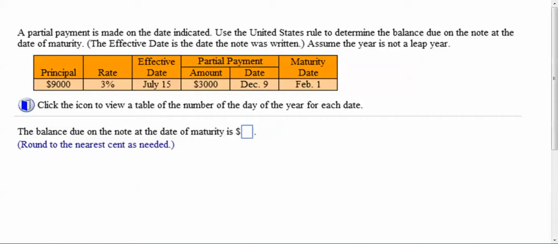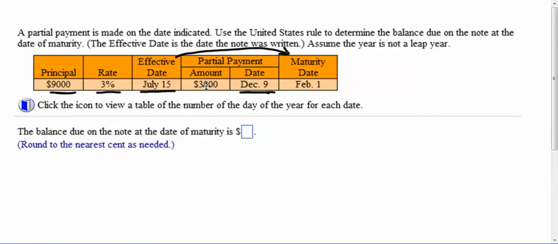And when you make a partial payment, you have to pay the interest from the effective date, which is kind of like the start date, and when the partial payment is made. So in this problem, the principal is $9,000. The interest rate is 3% a year, and the effective date is July 15th. Now you notice we don't have to have it all paid off until the maturity date of February 1st, the $9,000. Yet, we're going to make a partial payment on December 9th of $3,000.